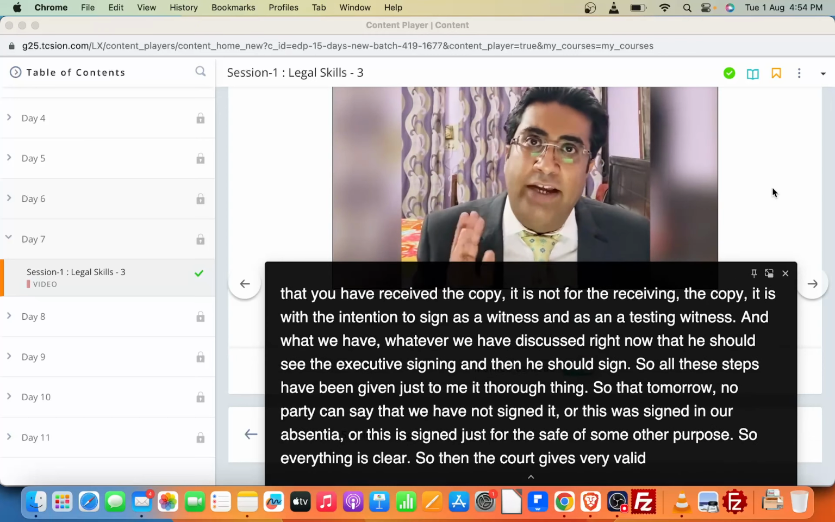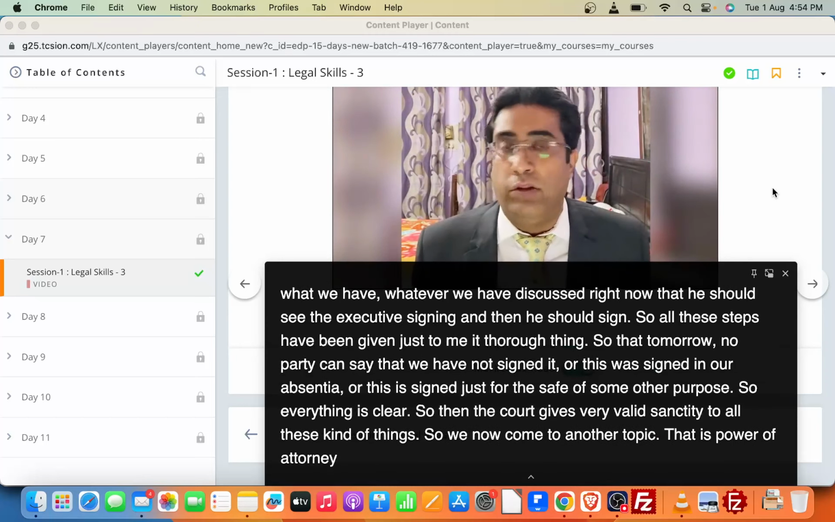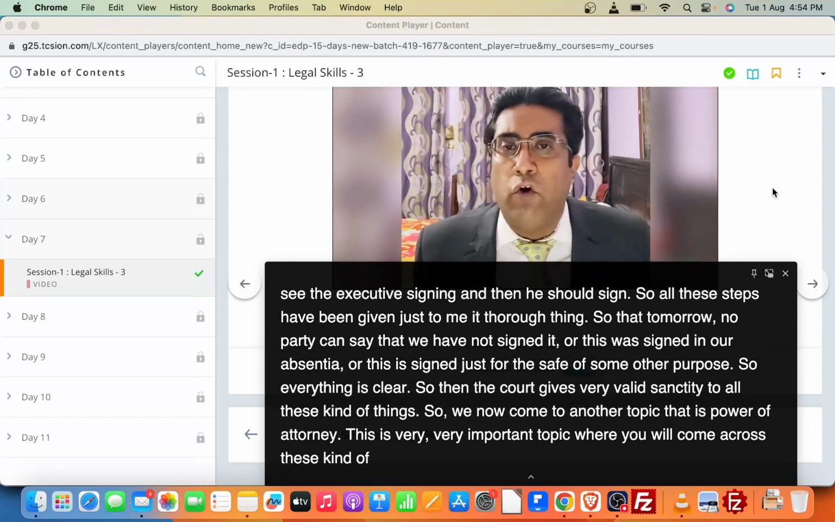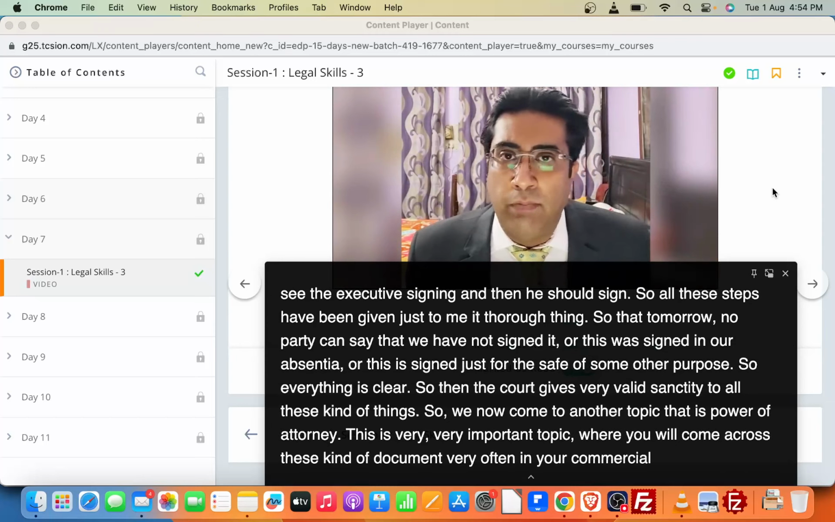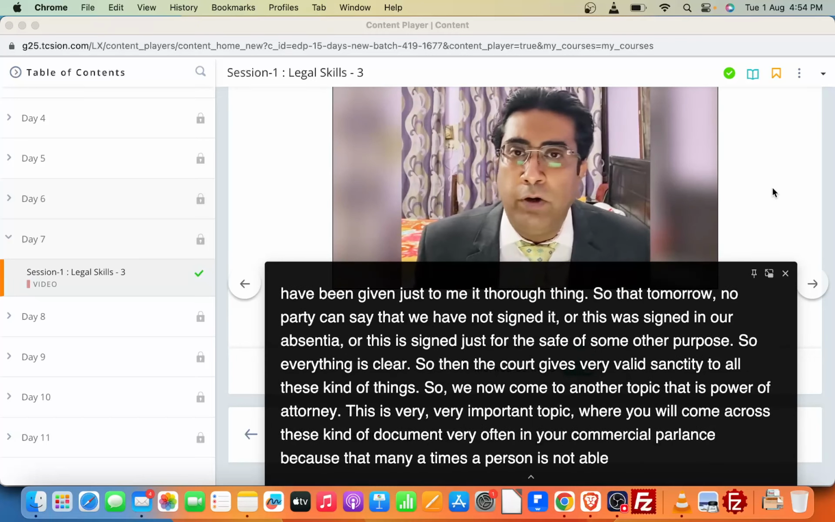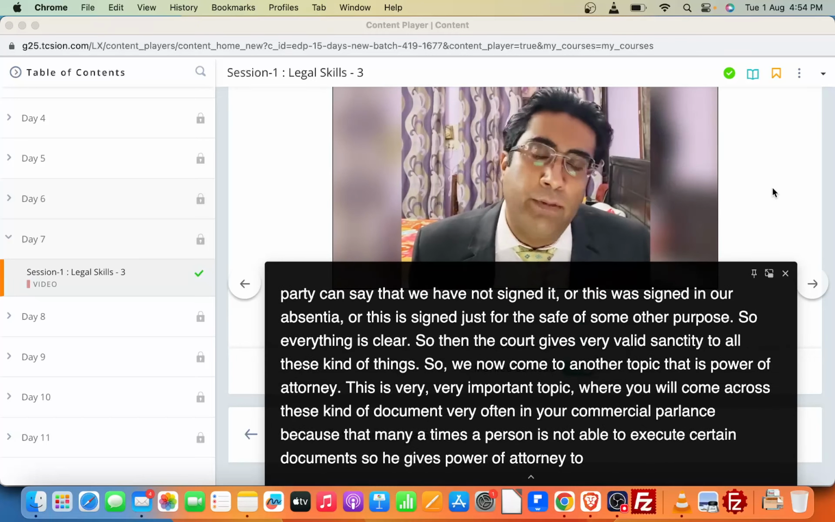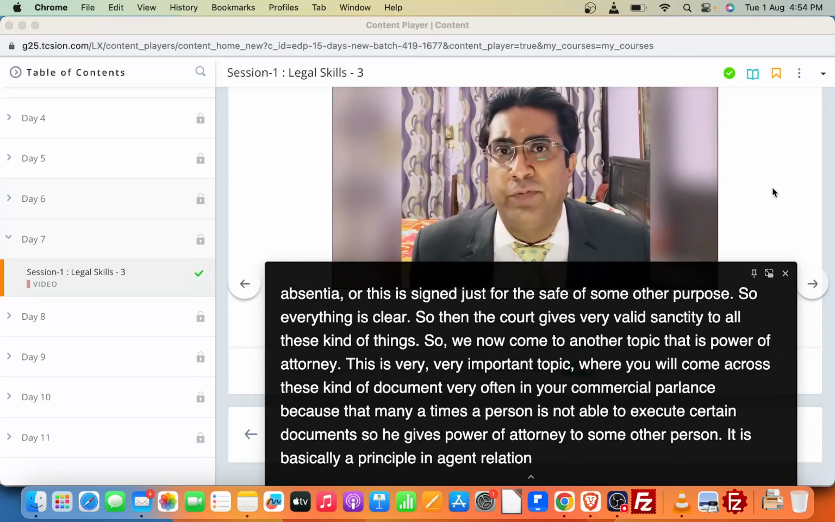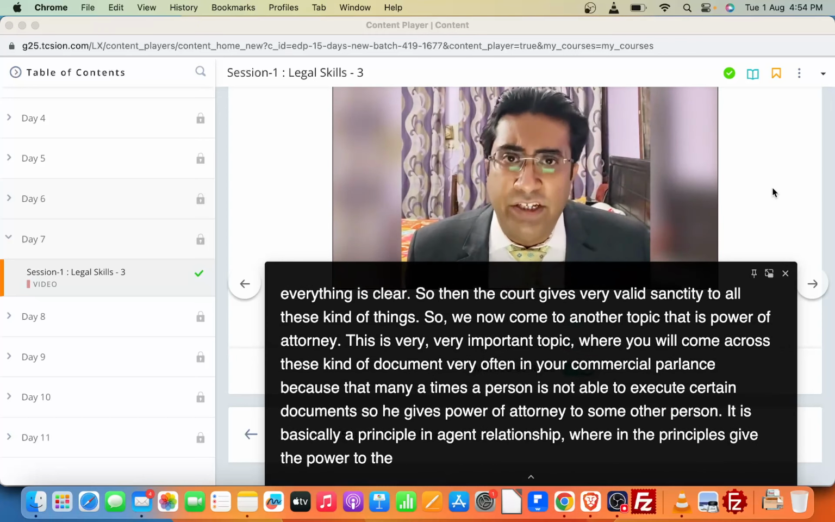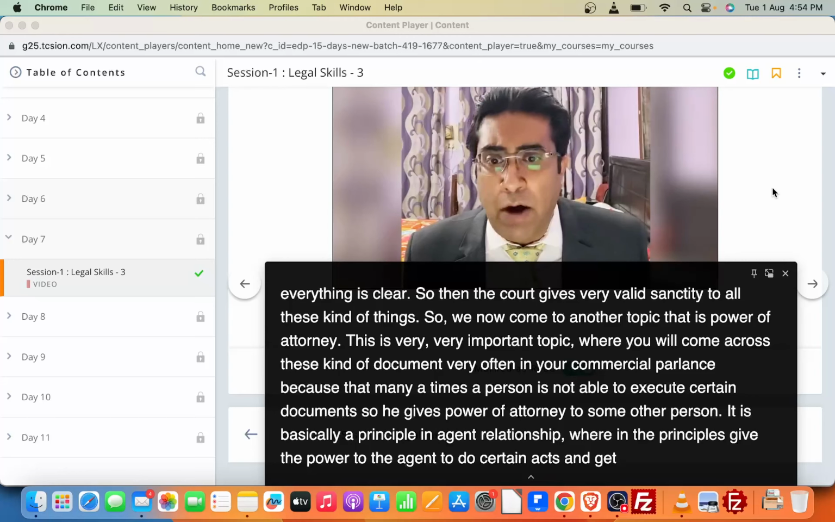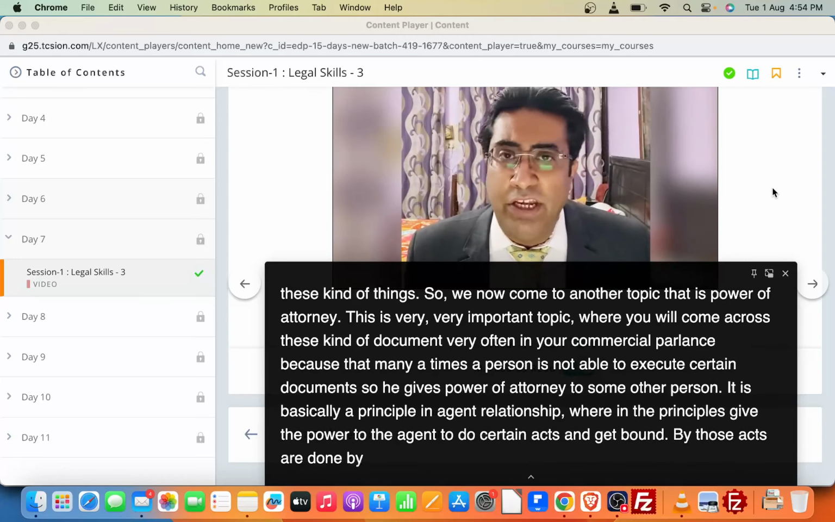So we now come to another topic, that is power of attorney. This is a very, very important topic, where you will come across these kinds of documents very often in your commercial parlance, because many a time a person is not able to execute certain documents, so he gives power of attorney to some other person. It is basically a principal and agent relationship, wherein the principal gives the power to the agent to do certain acts and gets bound by those acts done by the agent on his behalf.